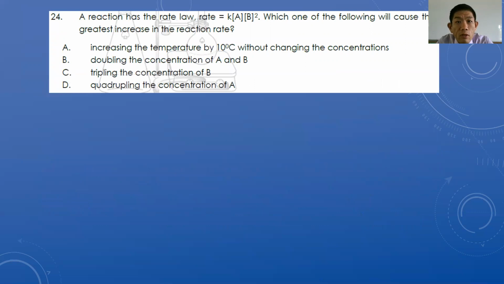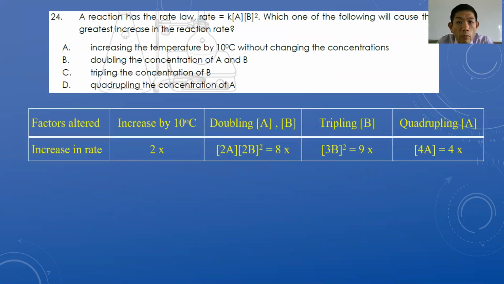The reaction has the rate law: rate is equal to K A B squared. Which of the following will cause the greatest increase in the rate of reaction? A, increase the temperature by 10 degrees Celsius without changing the concentration. So the rate will increase by 2 times, so therefore 2x. B, doubling the concentration of A and B. So you have 2A times 2B squared, so you increase by 8 times. Okay, so that is for B.